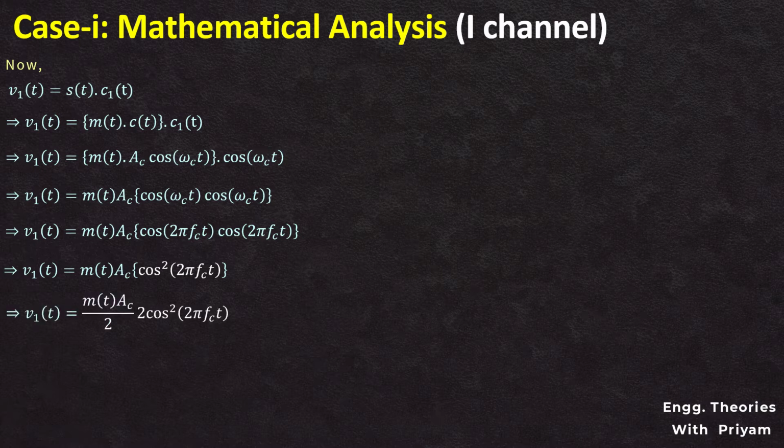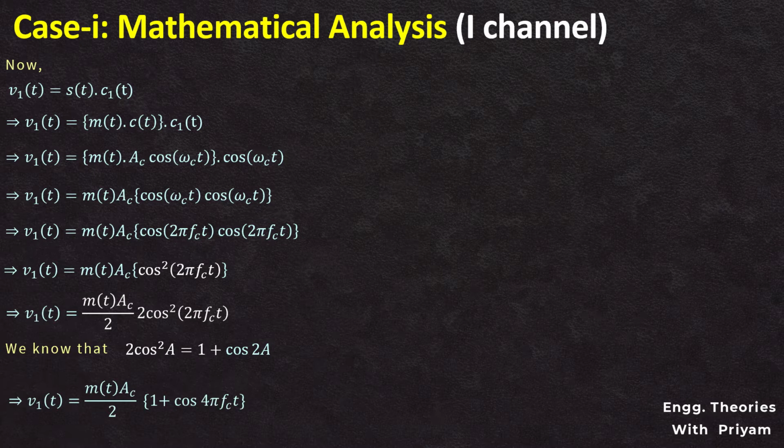Now we need to divide and multiply this equation by 2. Then v1(t) can be written as m(t) into Ac divided by 2 into 2 cos square 2 pi f_c t. Now we know that 2 cos square A is equal to 1 plus cos 2A. If we apply this formula in the following equation, then v1(t) can be written as m(t) into Ac divided by 2 into 1 plus cos 4 pi f_c t. Now we need to multiply this m(t) into Ac divided by 2 with both the terms, and then v1(t) is equal to m(t) into Ac divided by 2 plus m(t) into Ac divided by 2 into cos 4 pi f_c t.